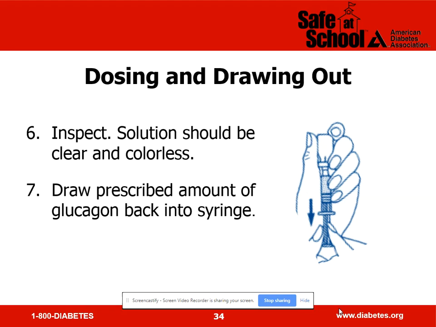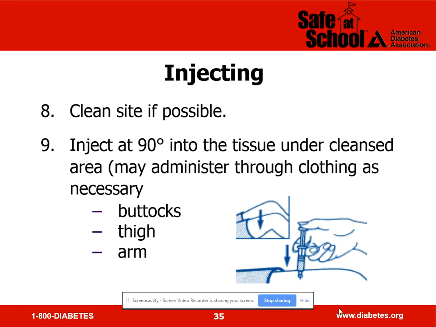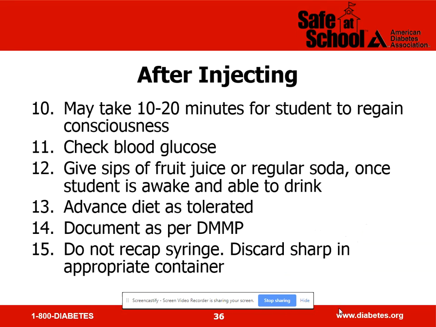For dosing and drawing out, inspect the solution, which should be clear and colorless. Draw the prescribed amount from the glucagon back into the syringe. When injecting, clean the site if possible. Inject at a 90-degree angle into the tissue under the cleansed area. You may administer through clothing as necessary into the buttocks, thigh, or arm.